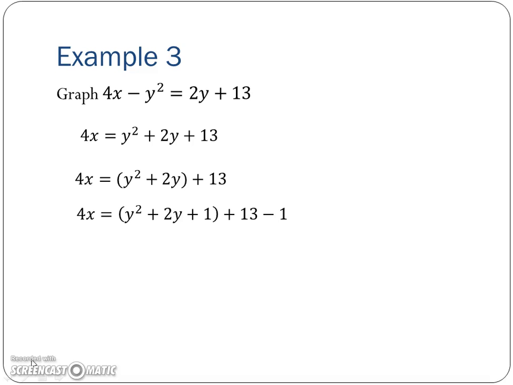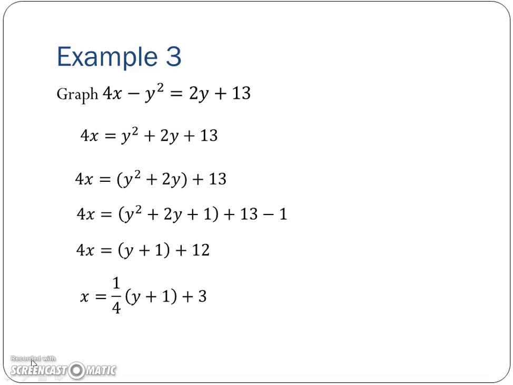Since I am completing the square, this is a perfect square trinomial. It becomes the quantity y plus 1 squared. And then outside we have plus 12. And then we're going to divide by 4 to get x equals. When we divide by 4, y plus 1 squared divided by 4 is 1/4 times the quantity y plus 1 squared, plus 3. So that's our equation.